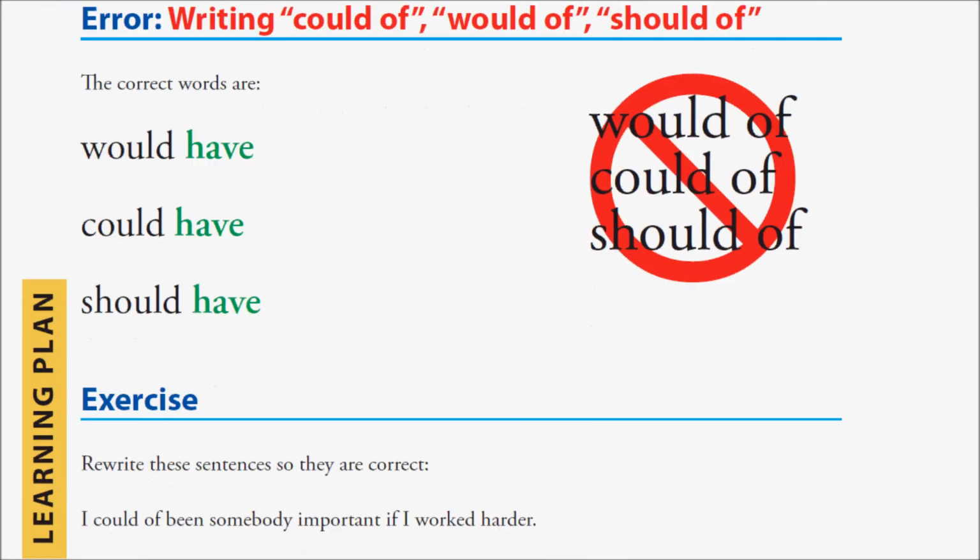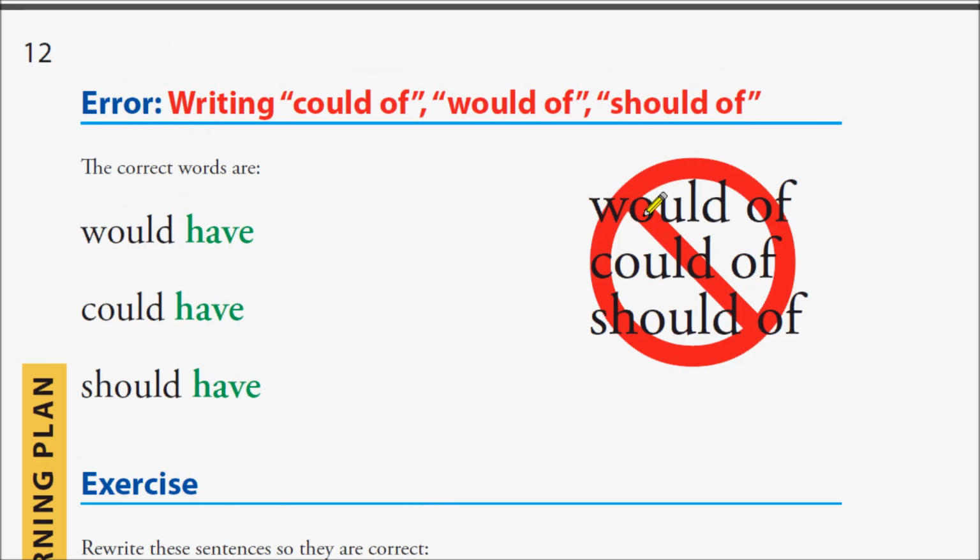This is a really common one. Okay, here are the words: would have, could have, and should have. We say woulda, coulda, shoulda. But believe it or not, correctly when you write it, it's would have, could have, should have. Very, very common mistake.